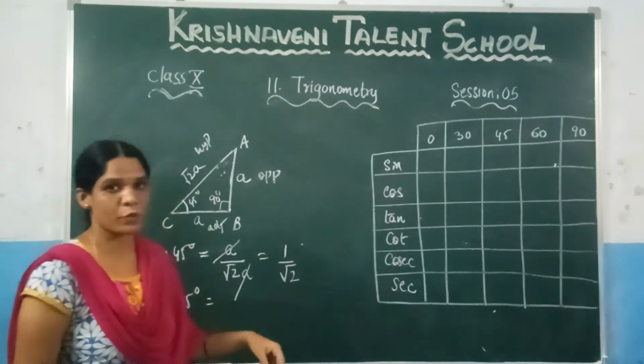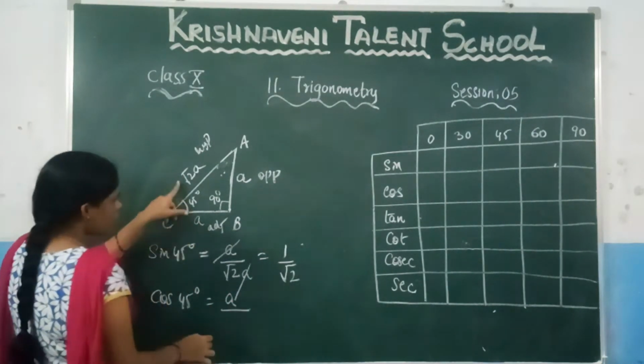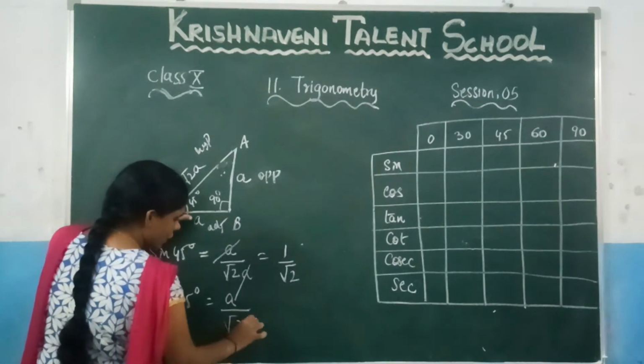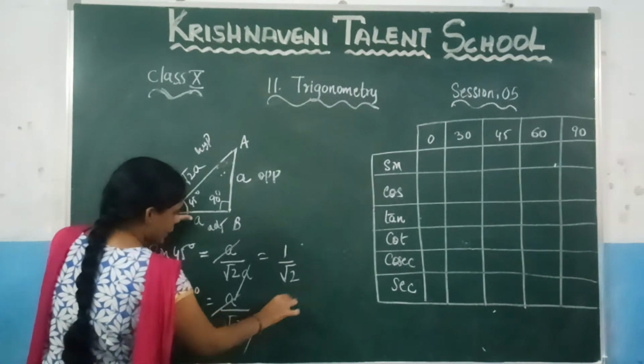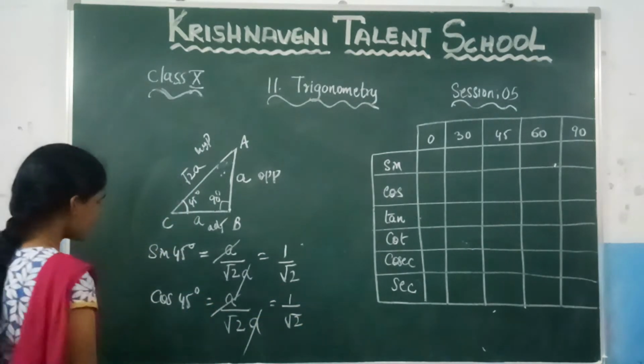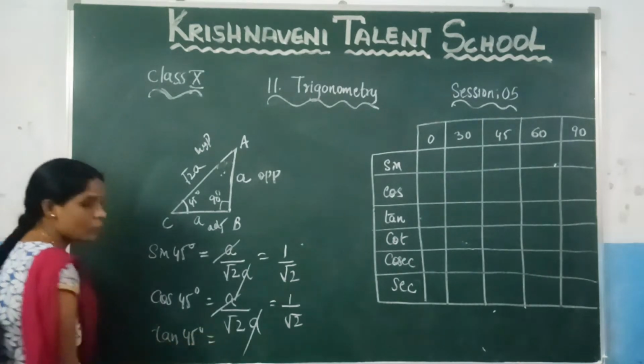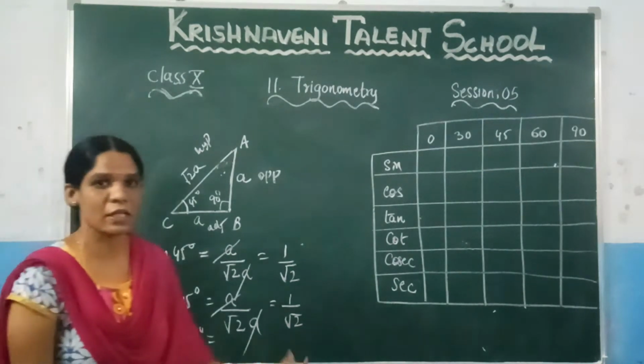Adjacent side by hypotenuse. What is the adjacent side length? Which is a. And what is the hypotenuse? Root 2a. Again this a will get cancelled and you will be left with 1 by root 2. Now let us find the value of tan 45. What is the formula for tan? Opposite side by adjacent side.